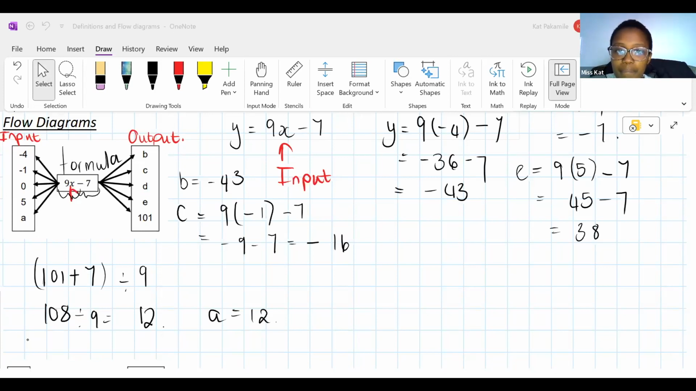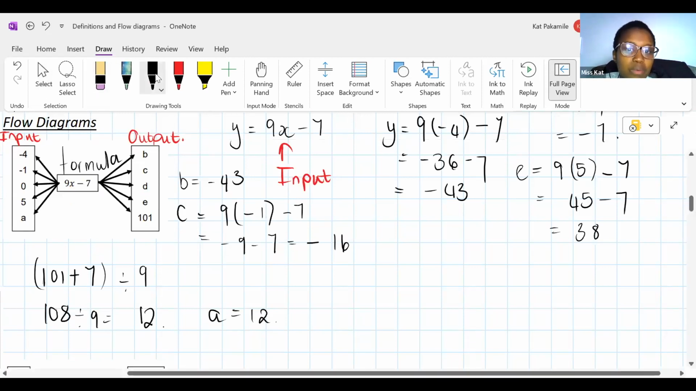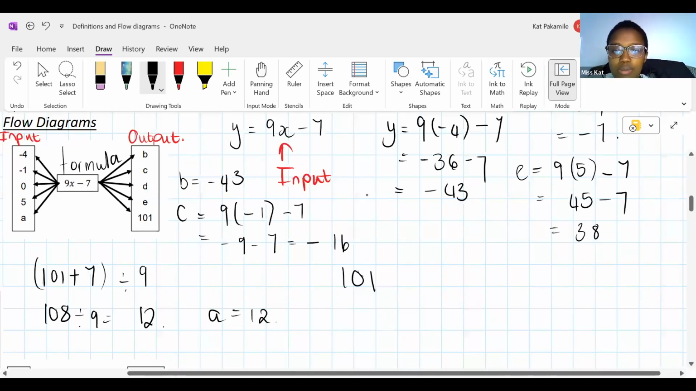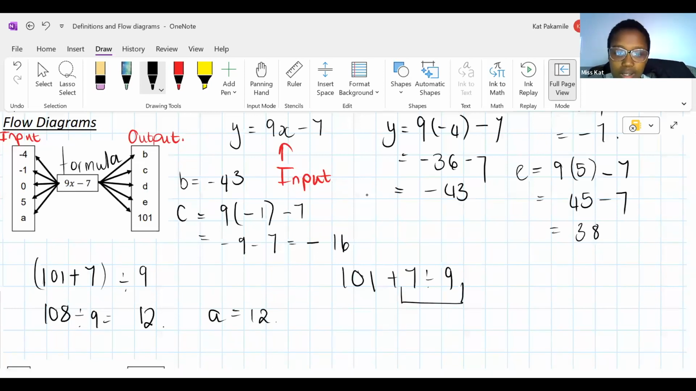So I just want to ask, if you did it directly, would you instantly get the answer, or would it give you something else? What you mean without adding brackets? Yes. It will give you a different answer because of BODMAS, right? Yes. So your calculator will first divide 7 and 9, and then it will say 101 plus 7 over 9, and that will not give you 12.